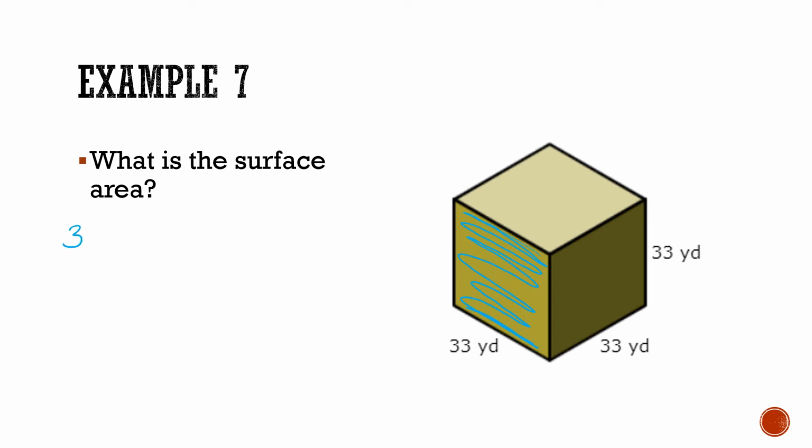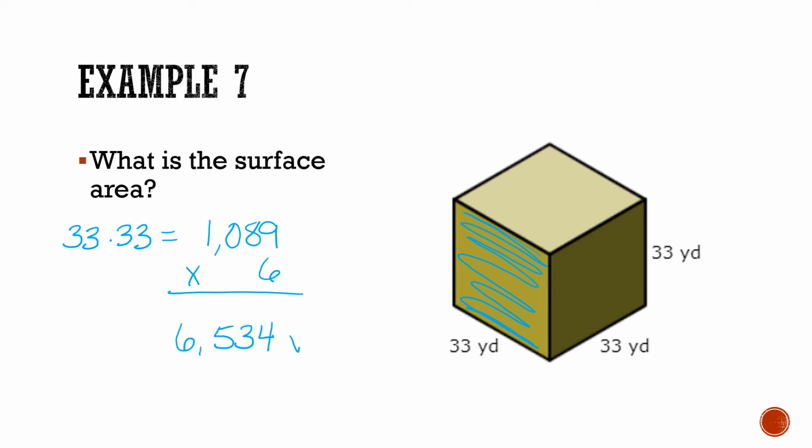So 33 times 33 gives us 1,089. And there are 6 sides of that size. So we can multiply by 6, which gives us 6,534 yards squared.